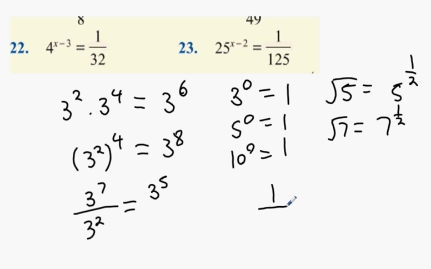What's 1 over 5 to the power of 3? Anybody remember this one? 5 to the power of negative 3. What's 1 over x to the power of 5? X to the minus 5. If it's a 1 on the top, see the number on the bottom? All you have to do is add a minus.